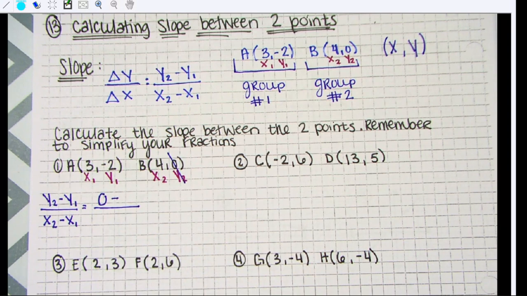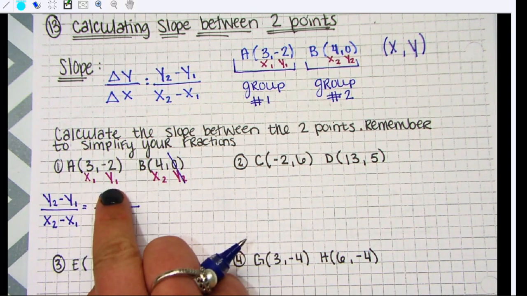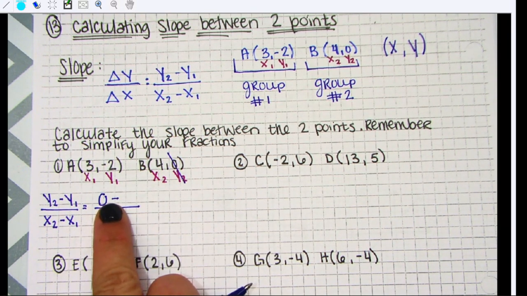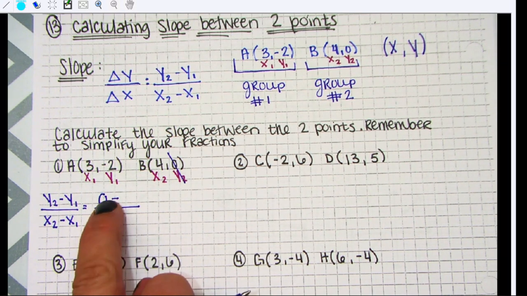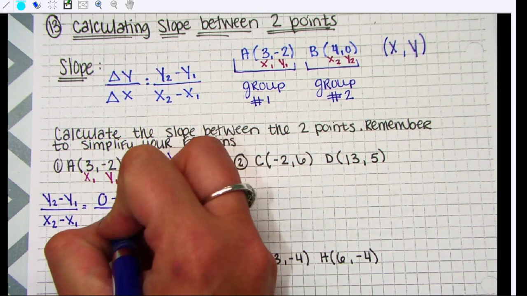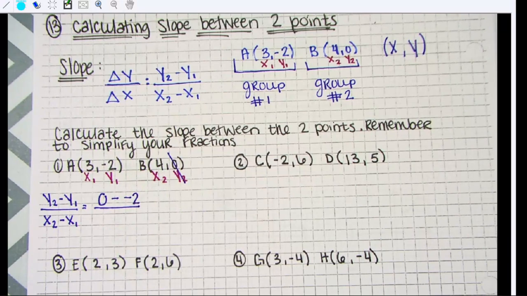Negative 2. So right here, y1 is negative 2. Even though I already have a negative, I need to write it again. That minus sign will always stay there. It's part of the problem. So when I substitute, I'm going to put negative 2 right here. Right, it's going to make it a positive.